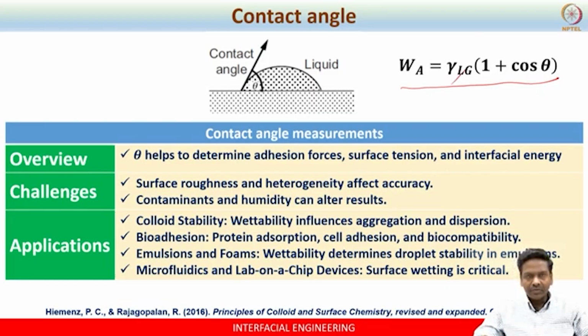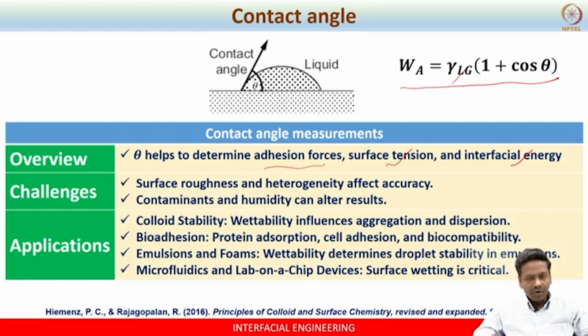Whereas the theta one has to determine, okay, using Sesselrop method. Okay. So that you will know theta as well as gamma Lg. By knowing these two components, you can calculate the adhesion energy, right? In this case, work of adhesion, right? So this particular aspect, this contact angle will help you determine the adhesion force, not only adhesion force. Sometime if you know the work of adhesion, you can even calculate the surface tension and the interfacial energy, right.